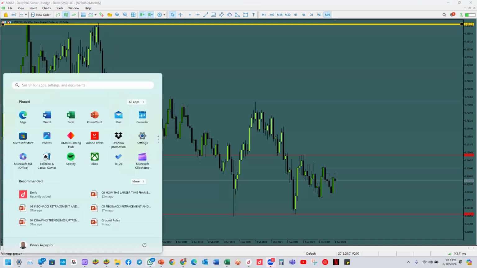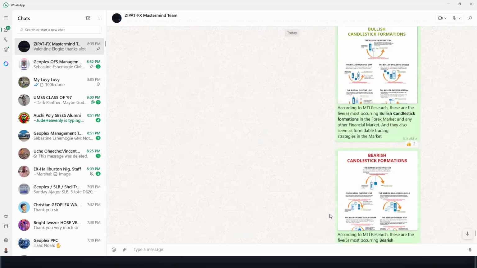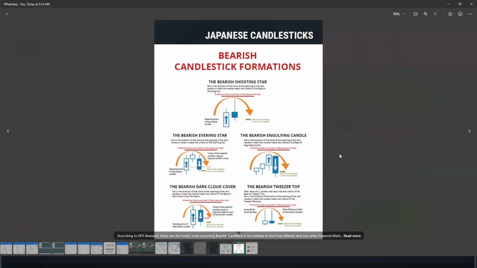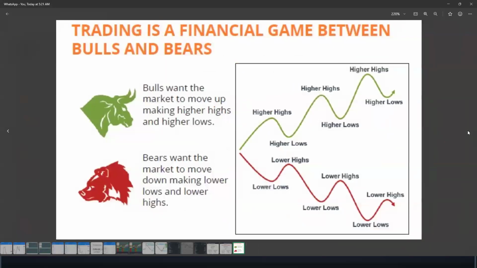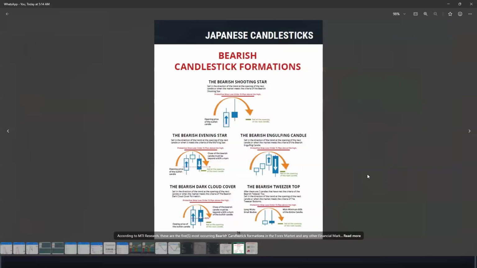Here's my WhatsApp. All of you on the group, I shared with you this morning, right? A bullish candlestick formation, right? The most occurring of the bullish candlestick formations, and then the most occurring of the bearish candlestick formations. This is bullish, this is bearish. Now, this candlestick that I'm showing to you now, look at it here, is this formation, this one. Dark cloud, where you have the bullish candlestick and then immediately a bearish candlestick that closes below 60% of the previous candle. That is a dark cloud.